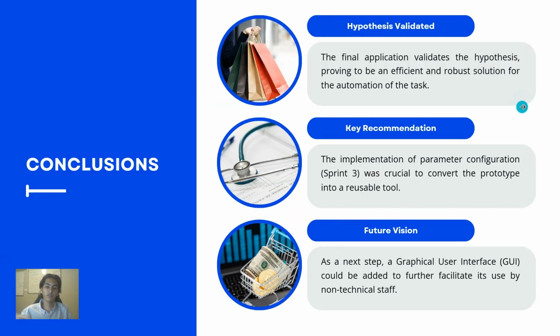So the conclusion of this project is that the hypothesis is validated. The final application validates the hypothesis, proving to be an efficient and robust solution for automation of the task. The key recommendation is that the parameter configuration in sprint number three was crucial to convert the prototype into a reusable tool. And the future vision, as the next step, is the graphical user interface that I created, to facilitate its use by non-technical staff.